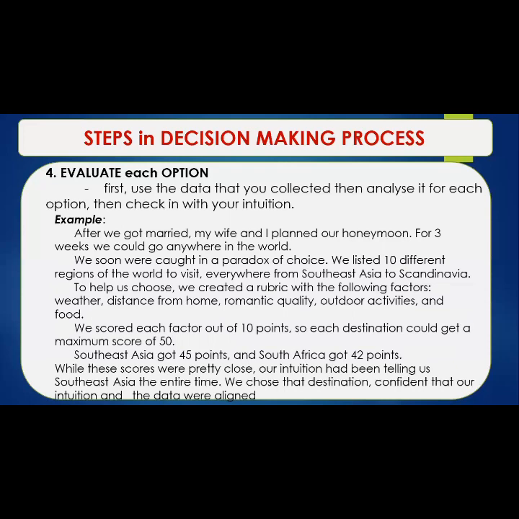The factors that we selected were weather, the distance from home, romantic quality, outdoor activities, and food as well. Now, we scored each factor out of 10 points. So each destination could get a maximum score of 50. Now, Southeast Asia got 45 points, and South Africa got 42 points.